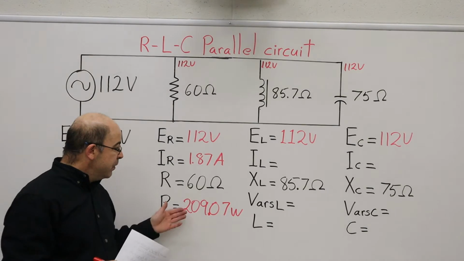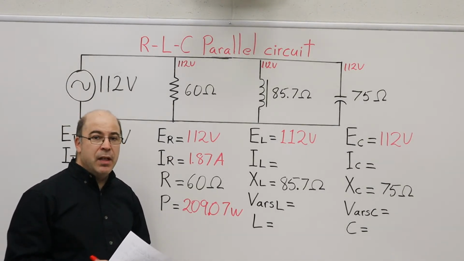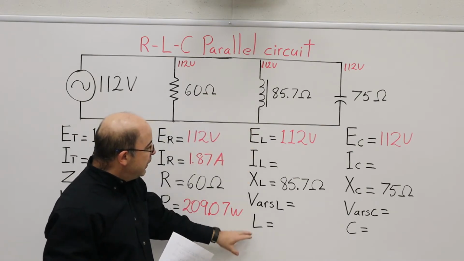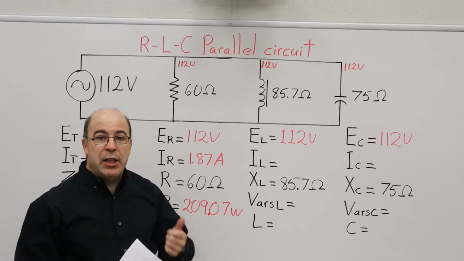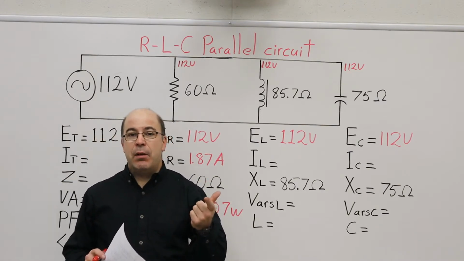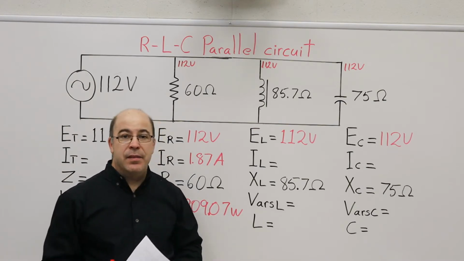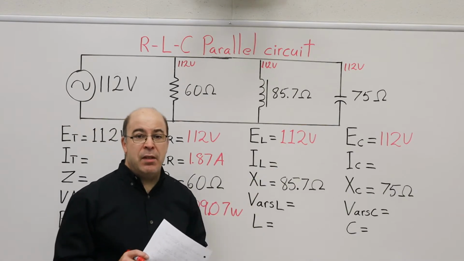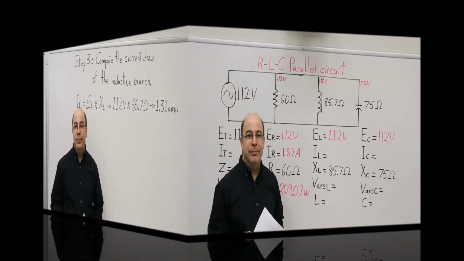We've just solved for the missing values here in the resistive branch of the circuit. I'm now going to jump out of here and start tackling the missing values in the inductive branch, specifically current draw, reactive power, and I'm going to finish up with finding the value of inductance. So let's pack up, move down to another whiteboard, and get cracking on.